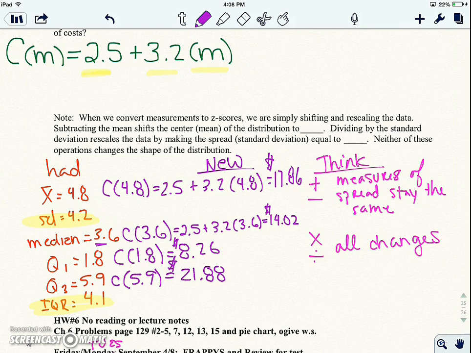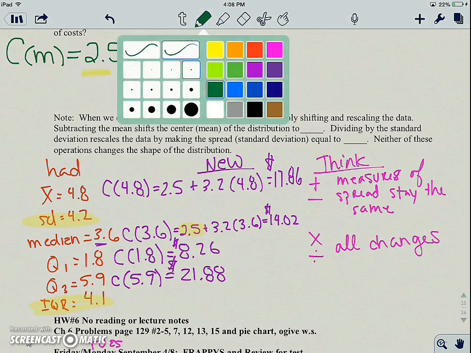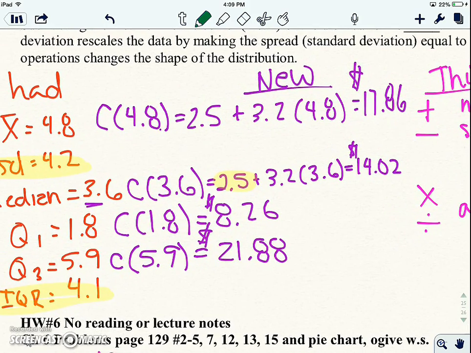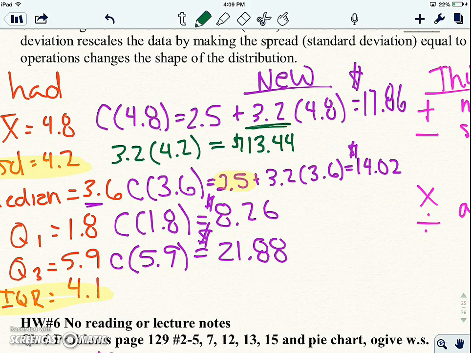But for the standard deviation, we don't want to include the addition of 2.5. So all we're going to do is multiply. We're not actually sticking it in the cost equation, we're just scaling it. 3.2 times 4.2, with a standard deviation of about $13.44. You very well may have questions on this.